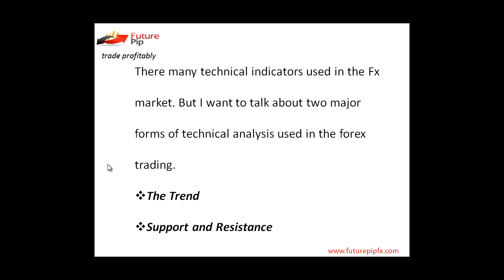There are many technical indicators used in the forex market, but I want to talk about two major forms of technical analysis used in forex trading: the trend, and then support and resistance. We have so many indicators in forex trading, so many. But of all of them, the trend and support and resistance are the pivot. The market will always be trending, or the market always hits support and resistance.